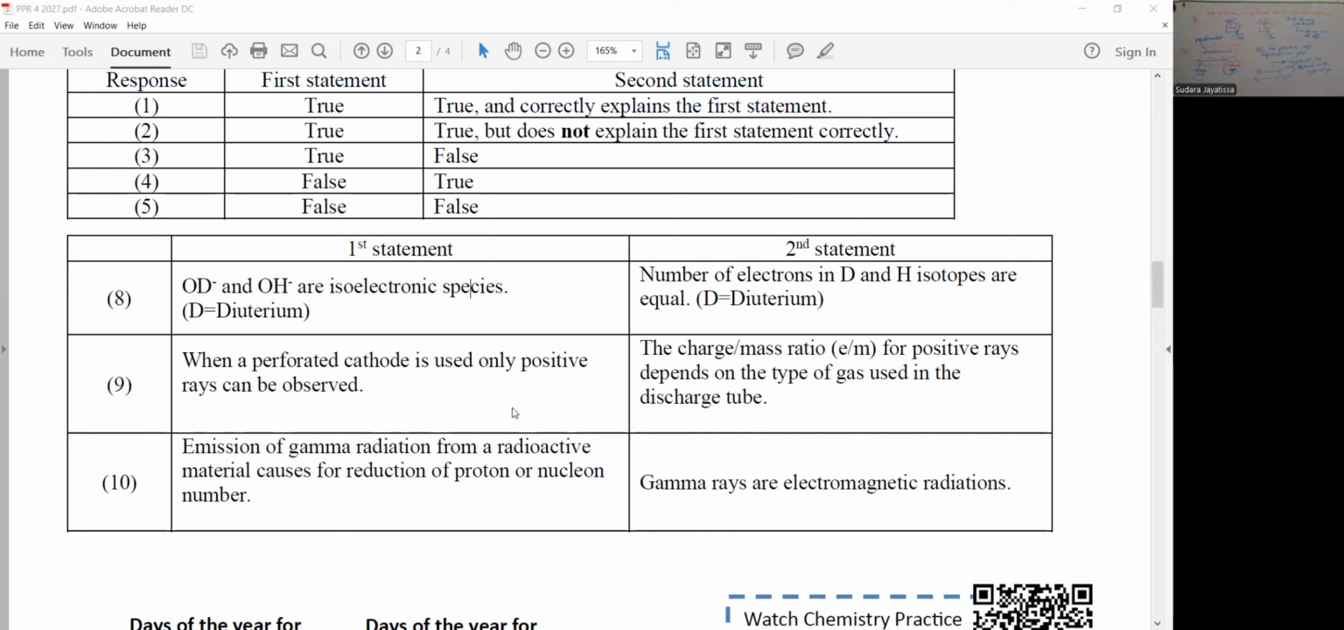Okay, so now we have come to the end of our discussion. Last question. Look at the question. Emission of gamma radiation from radioactive material causes the reduction of proton and nucleon number. No, it will not cause the reduction of anything. So that one is wrong. You have to explain.